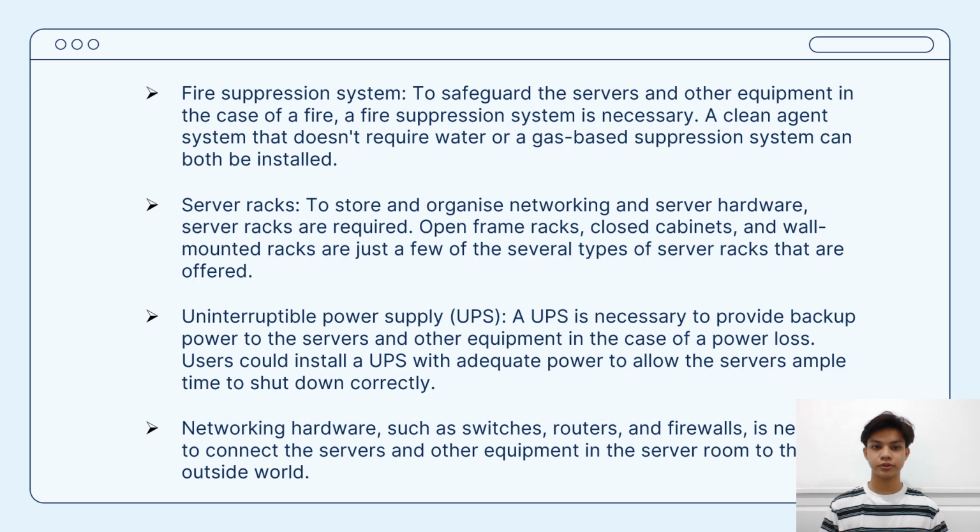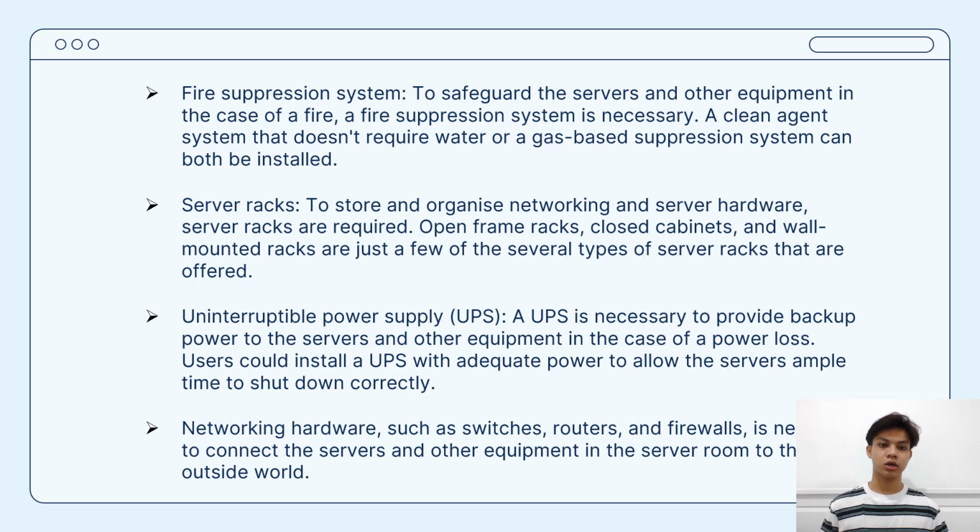Okay, next, a fire suppression system to safeguard the servers and other equipment in the case of a fire. A fire suppression system is necessary. A clean agent system that doesn't require water, or a gas-based suppression system, can both be installed. Next, server racks to store and organize networking and server hardware. Server racks are required. Open frame racks, closed cabinets, and wall-mounted racks are just a few of the several types of server racks that are offered.